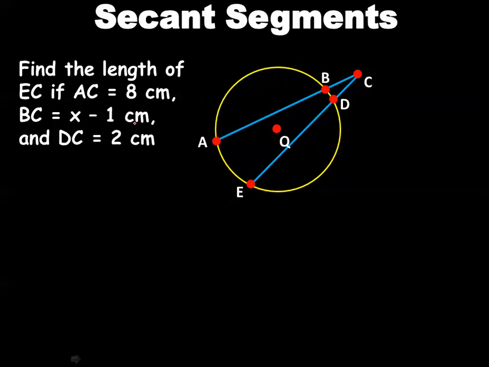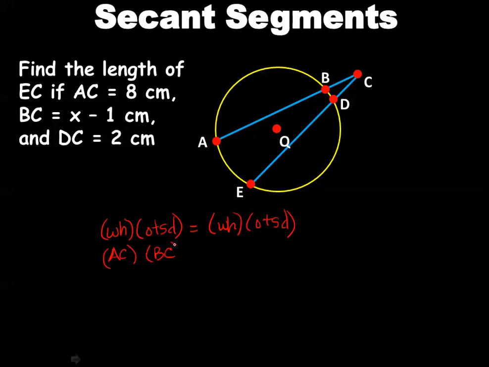Okay, now it says find the length of EC if AC equals 8 centimeters, BC is x minus 1 centimeters, and DC is 2 centimeters. So there again, and I'm going to abbreviate, you've got the whole, the outside equals the whole multiplied by the outside. So my whole segment can be AC, the outside will be BC, the whole is EC, the outside is DC. So now I'm going to plug in the information they gave me.